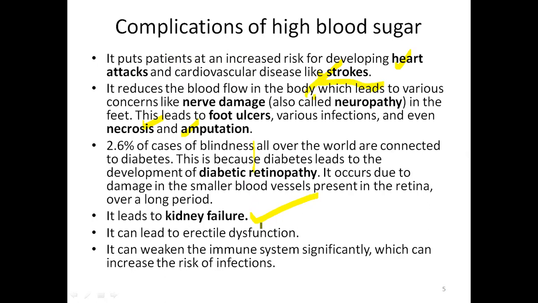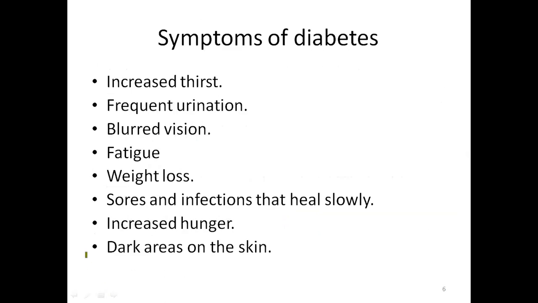And in males, it may result in erectile dysfunction, and very significantly, diabetes weakens the immune system. This is an invitation for many complications. And even in the present pandemic of COVID-19, we are also coming to know that diabetes mellitus patients who have been infected with the COVID-19 virus have more risk of getting infected with mucormycosis, or what we call black fungus. It is due to the reduced immune system. So these are the complications of high blood sugar.